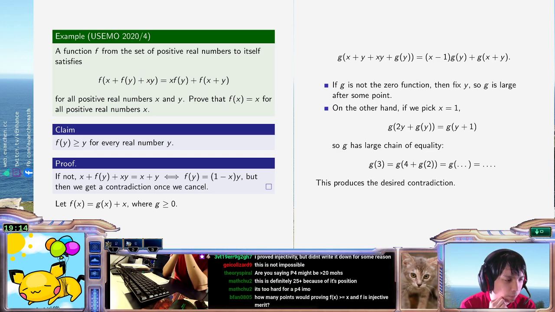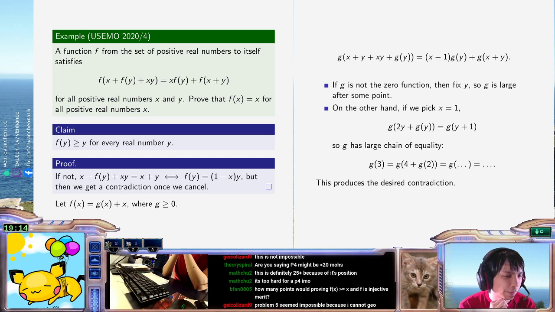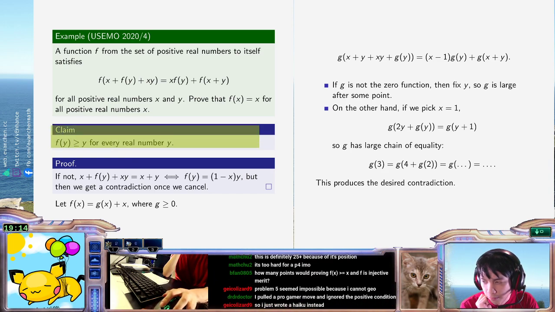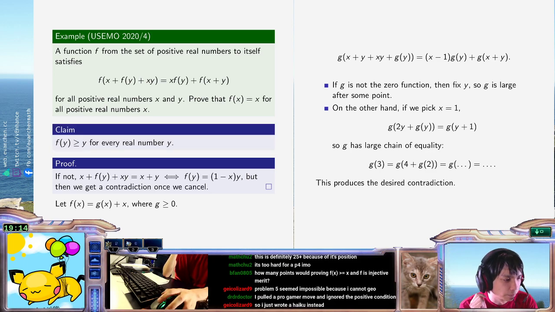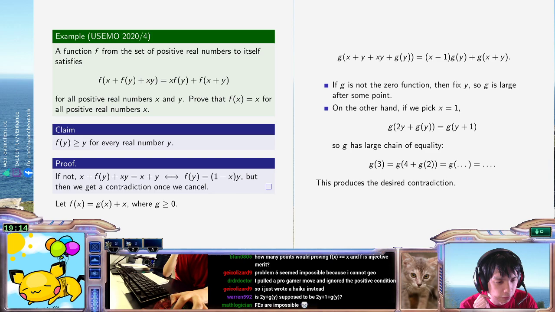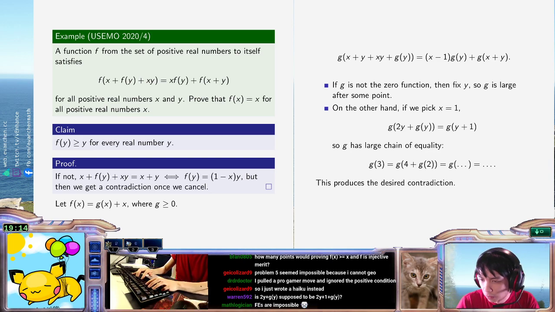How many points would f of x... I think f of x at least... I think this claim will definitely be worth something, because every solution I've seen uses this in some way. I don't know about the rest of it, that's sort of up. Is it supposed to be 2y+1? Oh, yeah, sure, I dropped a +1. Yeah, sorry, +1.